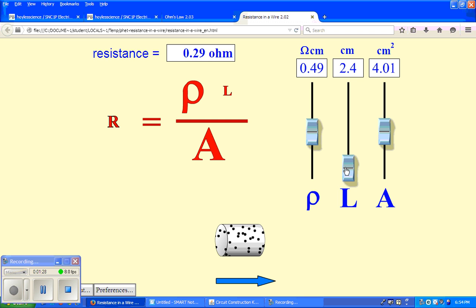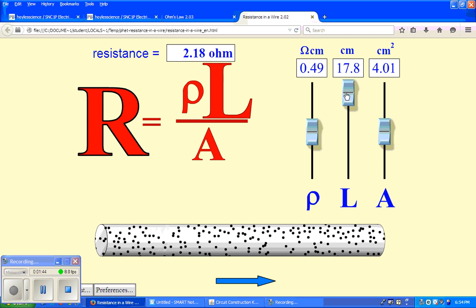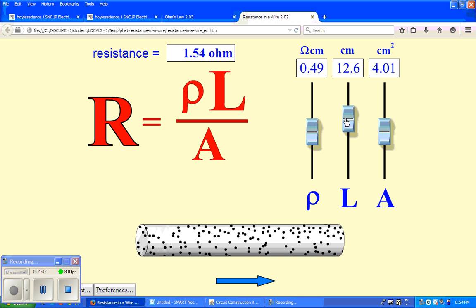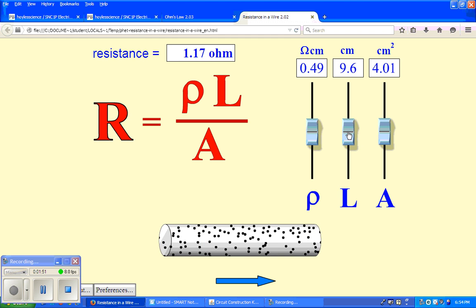So that means that R and L, the resistance of the wire and the length of the wire, are directly connected to each other, or directly proportional is the way that we would say it. As we increase the length, the resistance goes up. As we decrease the length, the resistance goes down. And that has everything to do with the number of atoms and particles that the electrons have to pass through as they move from one end of the wire to the other.